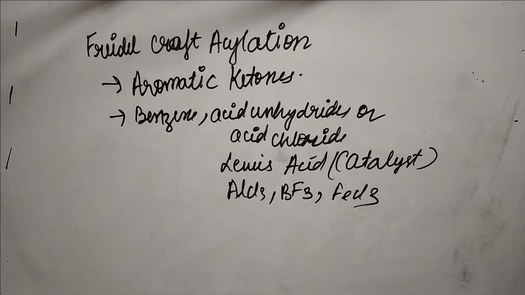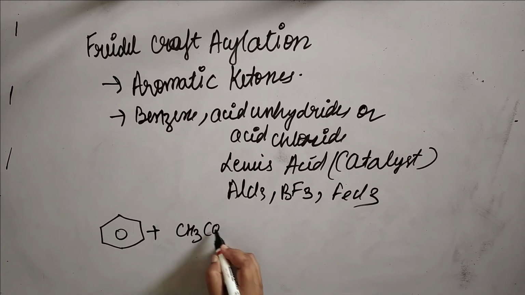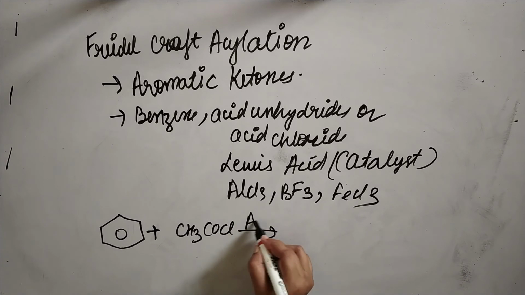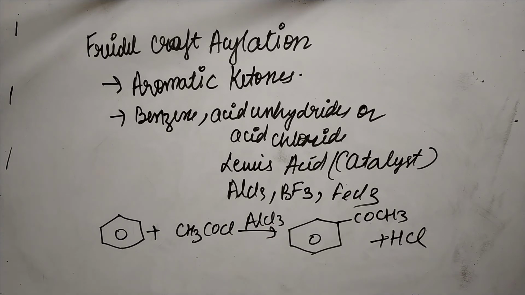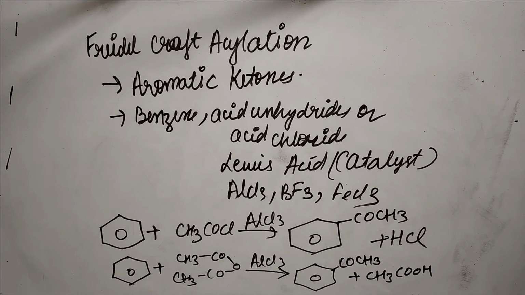So again it is similar to Friedel-Crafts alkylation, but there the introduction of an alkyl group takes place. Here in Friedel-Crafts acylation the introduction of an acyl group takes place on the benzene ring. Let's see some examples. This is benzene. It reacts with acid chloride CH3COCl in the presence of AlCl3. The second reaction is when benzene reacts with acetic anhydride. These are examples of the Friedel-Crafts acylation reaction, where the introduction of an acyl group takes place on the benzene ring.